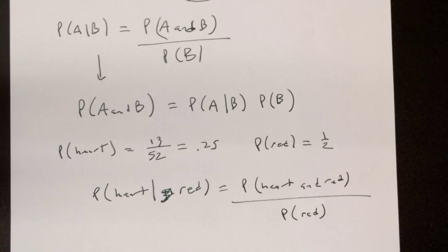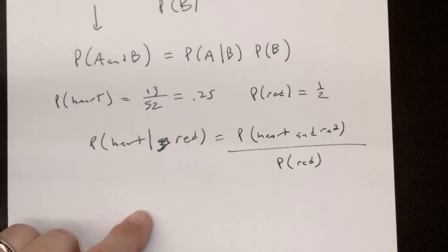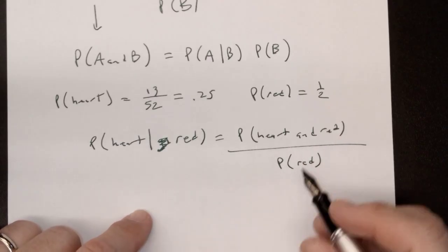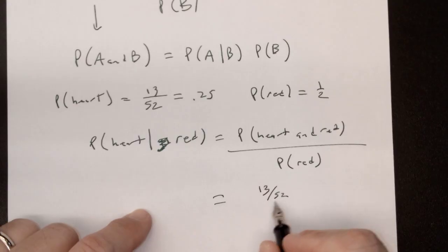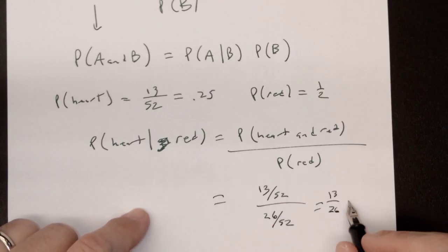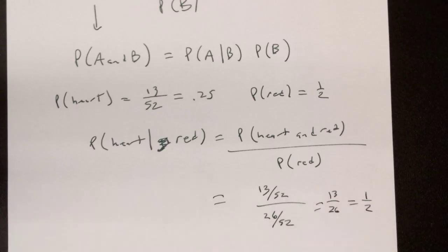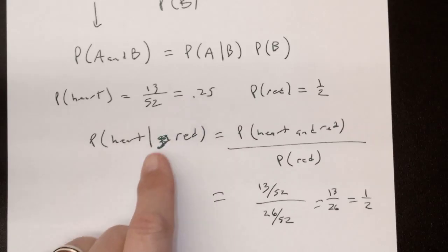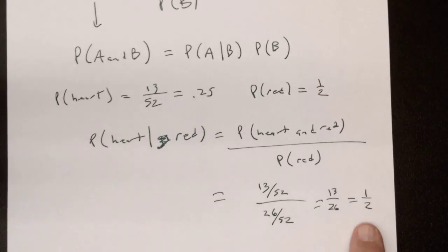I'm going to write it following the formula, but I already know all the hearts are red, right? So the chance of being a heart and red is the same as the chance of being a heart. That's 13 out of 52, but the chance of being red is 26 out of 52. The out of 52s cancel. I get 13 out of 26, which is now a half. The chance of having a heart was a quarter. The chance of having a heart given more information is 1/2. Knowing our card is red raised the chance that it's a heart.